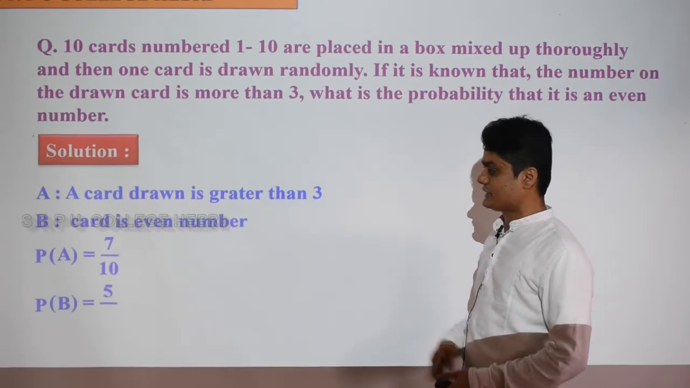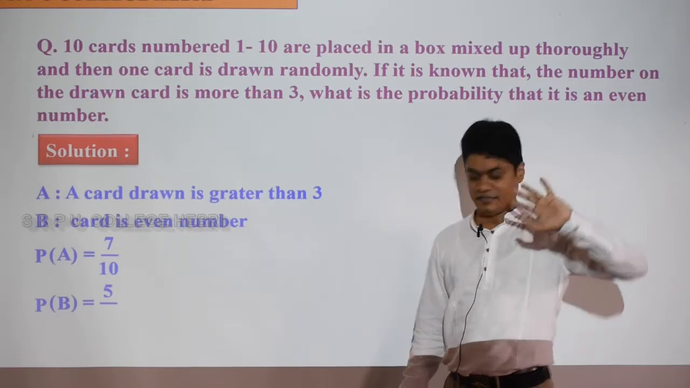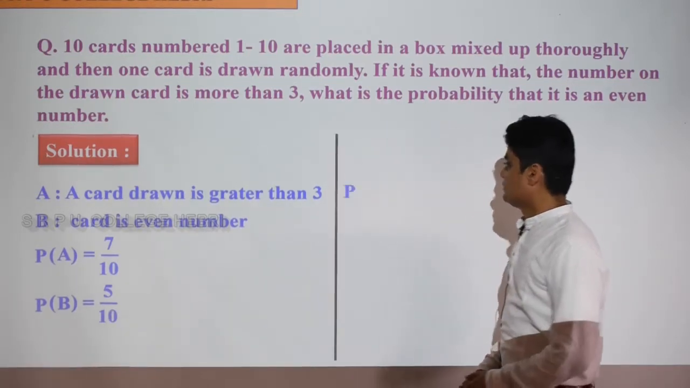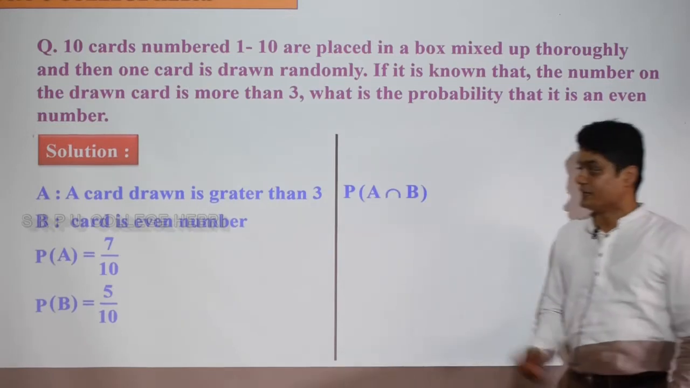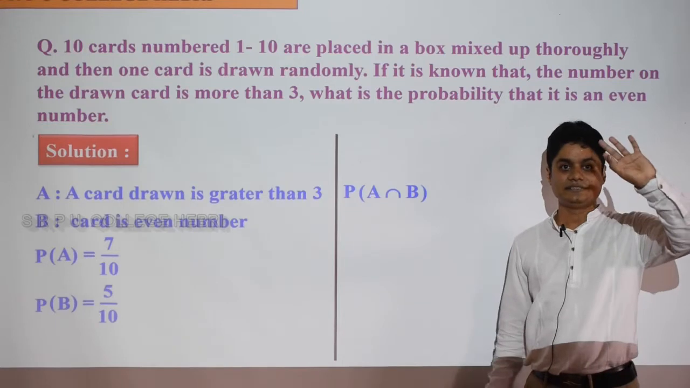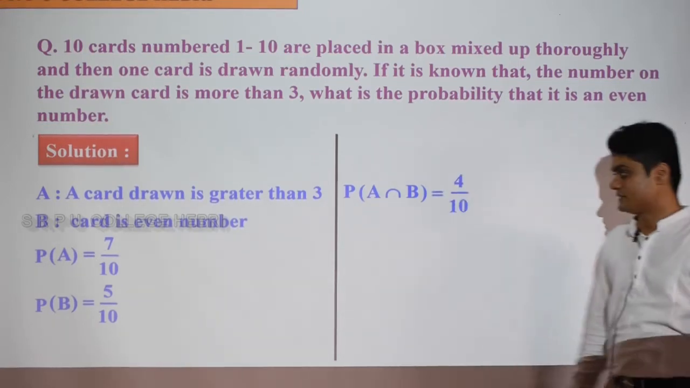Probability of B: the card is an even number. Which are the even numbers? 2, 4, 6, 8, 10. That means 5 possibilities, so 5 by 10. Now the probability of A intersection B: the card drawn is more than 3 as well as even, that is 4, 6, 8, 10. So how many possibilities are there? 4 possibilities, so 4 by 10.